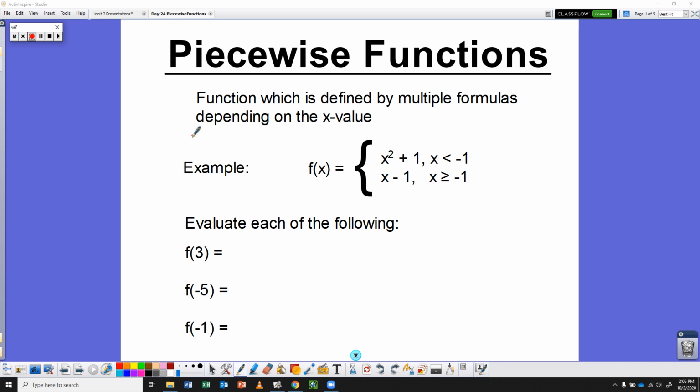Okay, so today is day 2 in the functions chapter, which is chapter 1. And today the thing that we'll be taking a look at is something called a piecewise function. So whenever you hear the term piecewise function, what that means is we're going to have a function that is defined by multiple formulas depending on the x value.